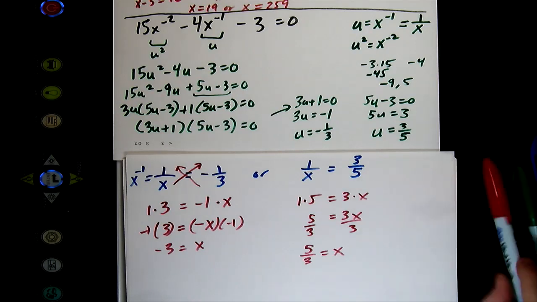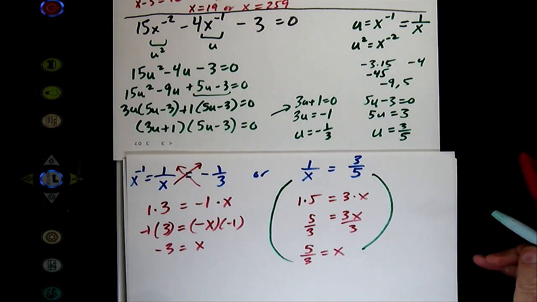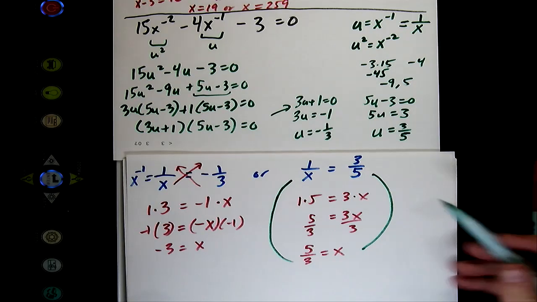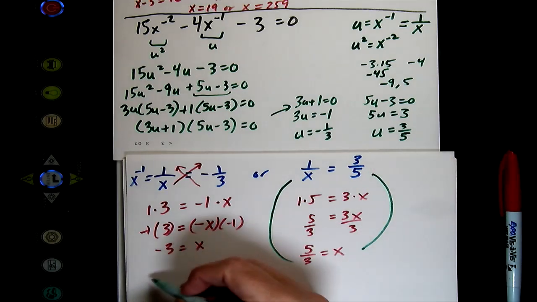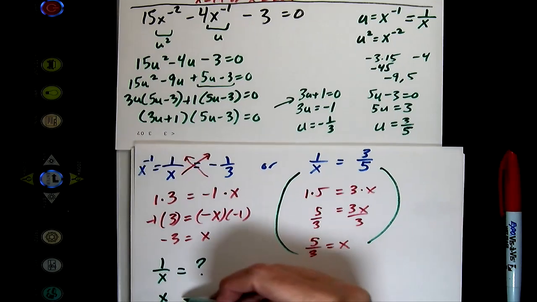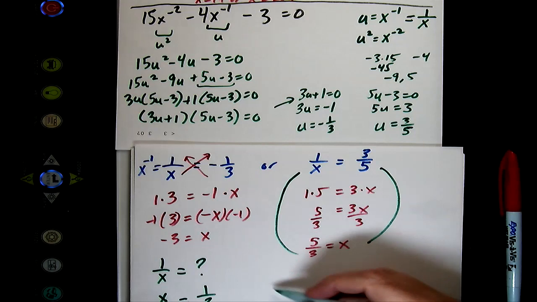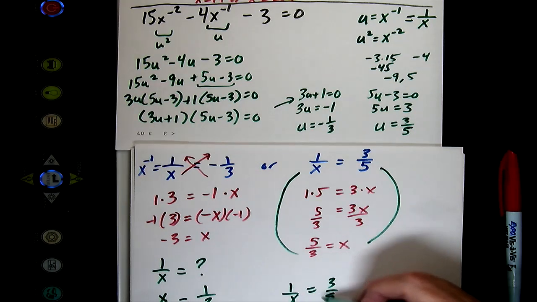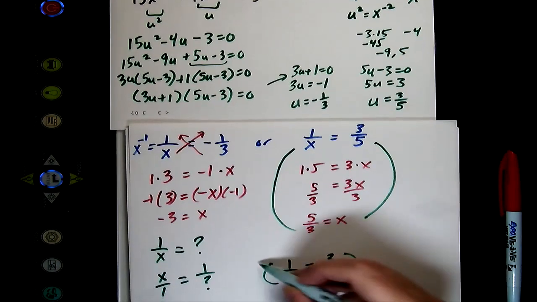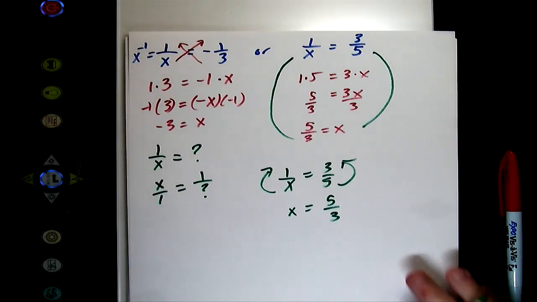Do you guys see a relationship between these two equations? They're flipped over, right? They're inverse. All you got to do is just flip it over. So if you have 1 over x equals something, just flip it over. You get x over 1 equals 1 over question mark. So I had 1 over x equals 3 fifths. I'm going to flip it. And I get x equals 5 over 3. That's the faster way. The cross multiplying always works.